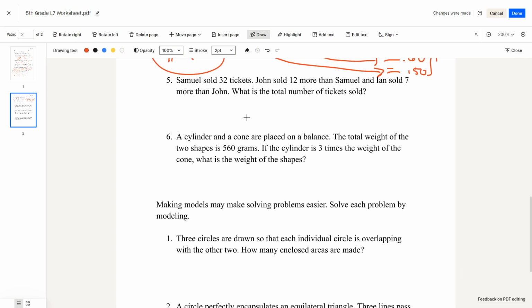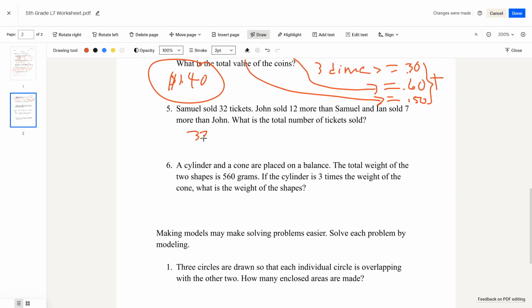Samuel sold 32 tickets, John sold 12 more than Samuel, and Ian sold 7 more than John. What is the total number of tickets sold? So Samuel sold 32. We add that to 12 more than Samuel, which will be 44. And Ian sold 7 more than John. This is John's number. This is Samuel's number. 7 plus 44 is equal to 51. So all we need to do is add these numbers. 32 plus 44 is 76. 76 plus 51 would be 127. We're going to put the unit of tickets.